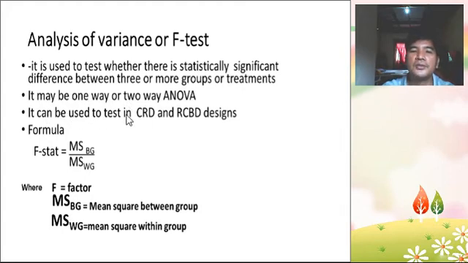It can be used to test in CRD and RCBD designs. So if you use CRD and RCBD designs, you will use one-way ANOVA. The formula for the analysis of variance is F stat equals MSBG divided by MSWG, wherein F means factor, MSBG means mean square between group, and MSWG means mean square within group.